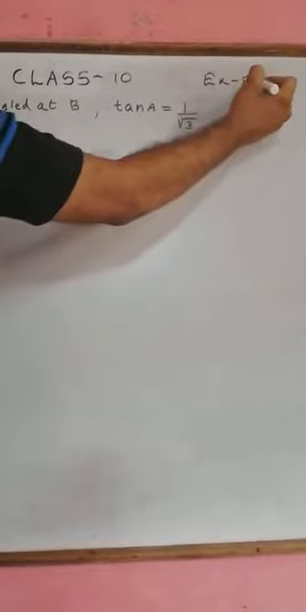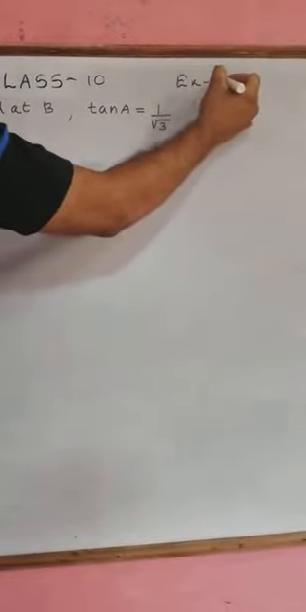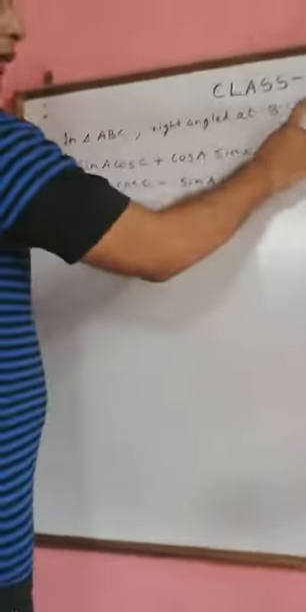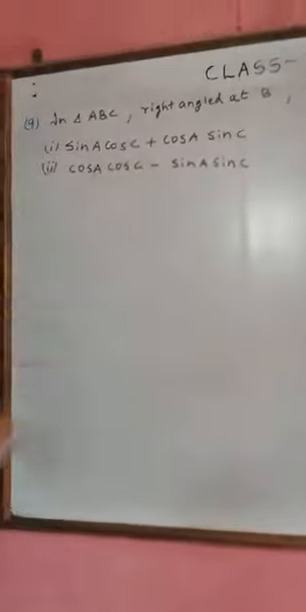Hello everyone. Today we are going to start question number 9 of exercise 8.1, as we had completed question number 8 in the previous class. In triangle ABC, right angle at B, tan A equals 1 upon root 3, and we have to find the solutions.